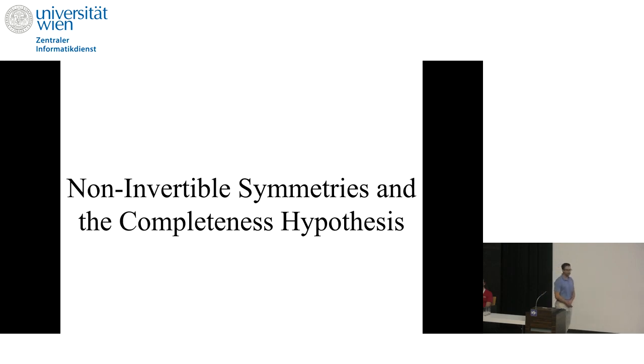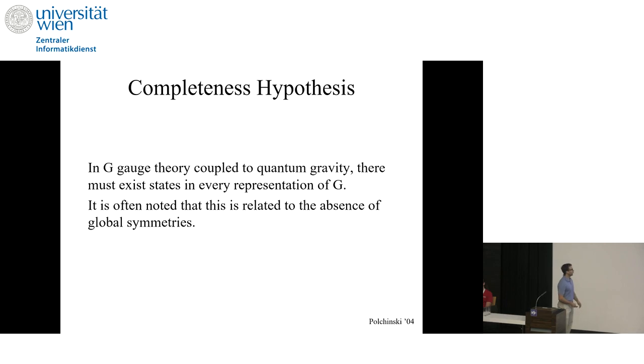And this will bring us to our first connection between generalized global symmetries and quantum gravity through what's called the completeness hypothesis. This hypothesis, due to Polchinski, holds that in any gauge theory coupled to quantum gravity, there must exist states in every representation of the gauge group. It's often noted that this is related to the absence of global symmetries in quantum gravity, and from what we've seen so far, we can now see why this is.